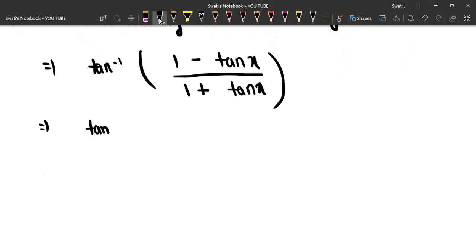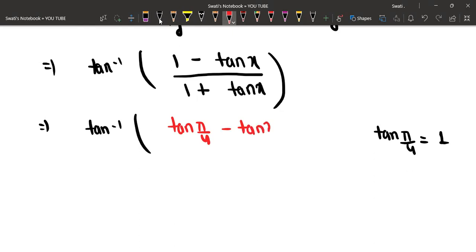Now in this particular step, I am going to substitute the value of 1. We know that the value of tan pi by 4, that is 45 degrees, since pi is 180 and 180 divided by 4 is 45. So tan pi by 4 value is 1. So in the place of 1, I can write this as tan pi by 4, and then this will become minus tan x as it is, upon, this is again tan pi by 4, and this I can write as plus tan x.